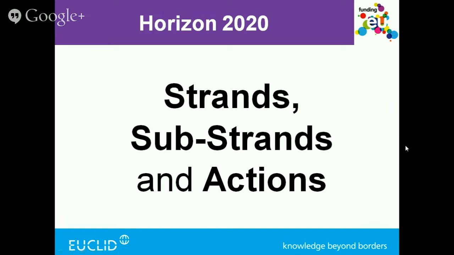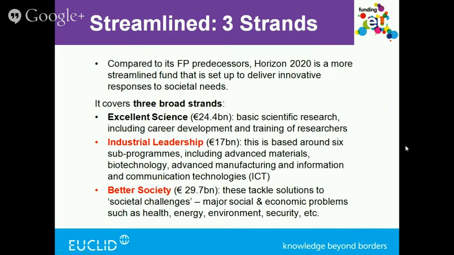There are strands, substrands, and actions. Those are the key terms. There are 3 main strands, okay? It is actually more streamlined.